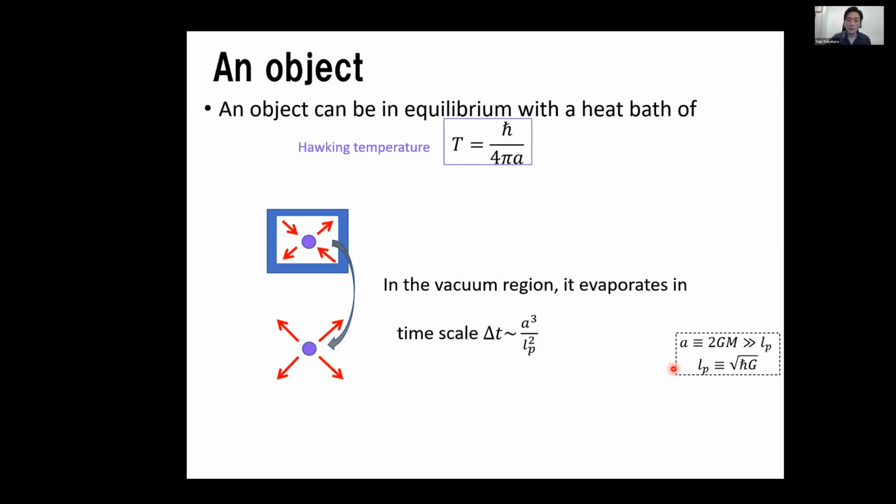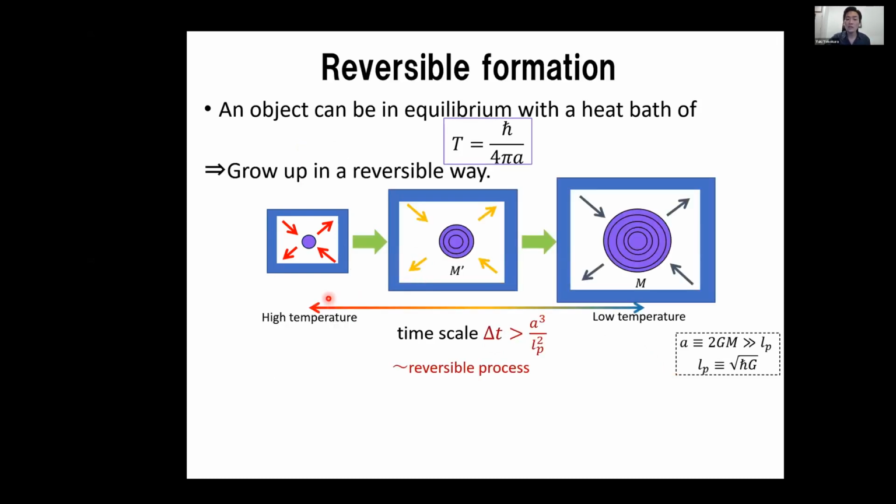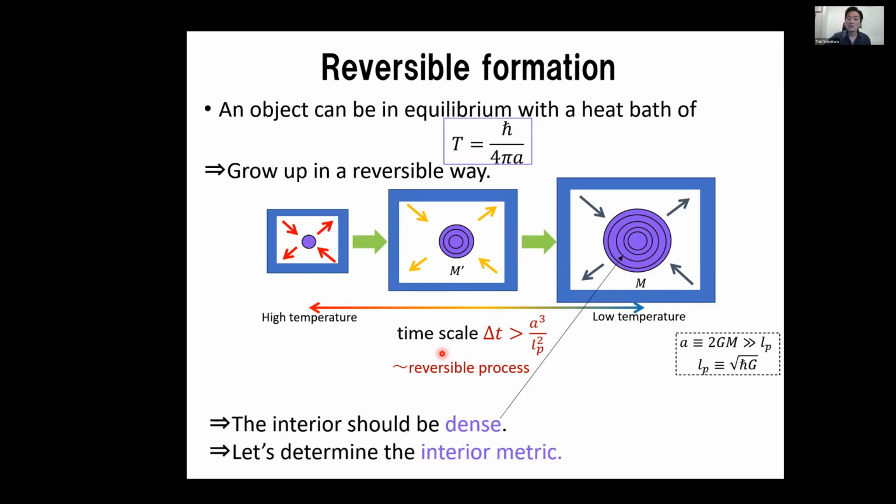By using this property, we can grow it up in a reversible way. More precisely, by changing the size and the temperature of the bath slowly, then we can grow it up in this way. The point is, the time scale of the operation should satisfy this inequality. If it is, then this process is reversible in a thermodynamic sense. The formed object should be very dense. In this talk, first we consider the interior metric of this object.